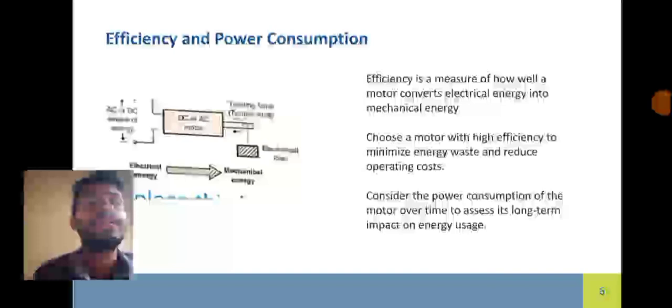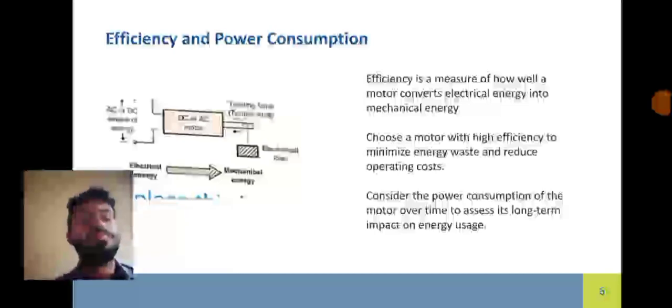Consider the power consumption of the motor over time to assess its long-term impact on energy usage.